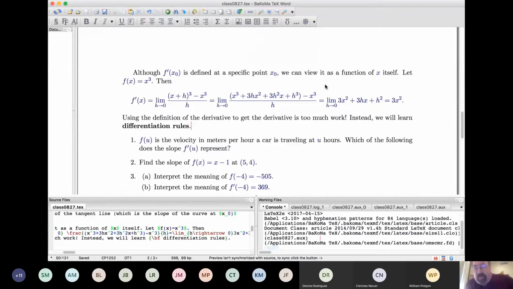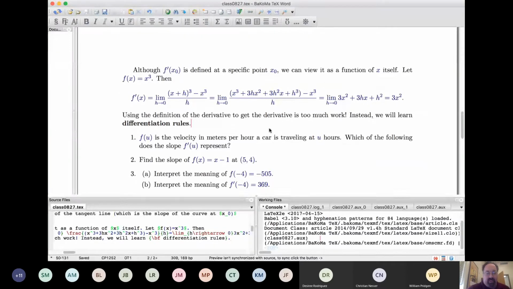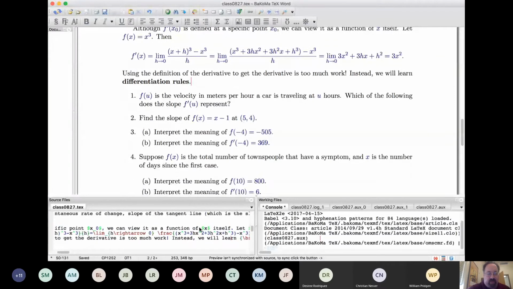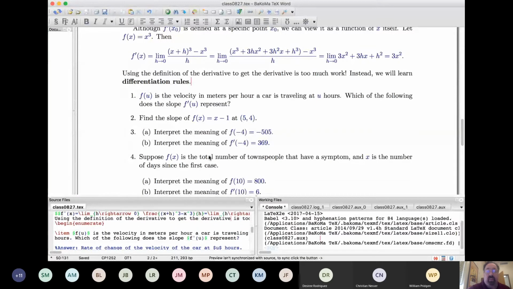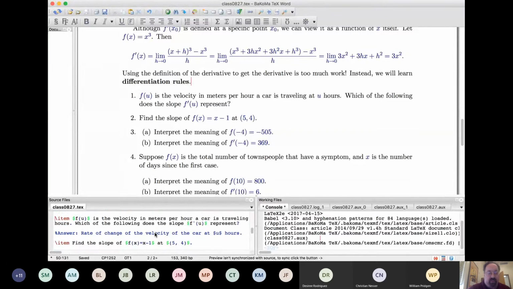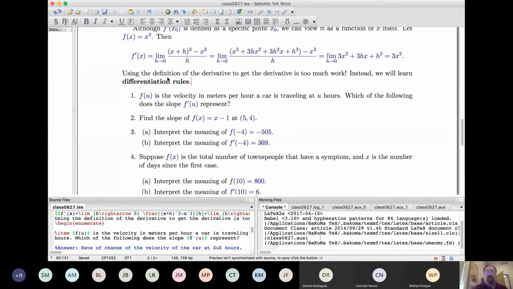All right. Now we're going to take a look at sample problems from this lesson. For example, here, it's important to pay attention to what information you're given about the function, so that you know what the function means and you know what its derivative means. So in this case, the function f represents velocity of a car, and u refers to time in hours.